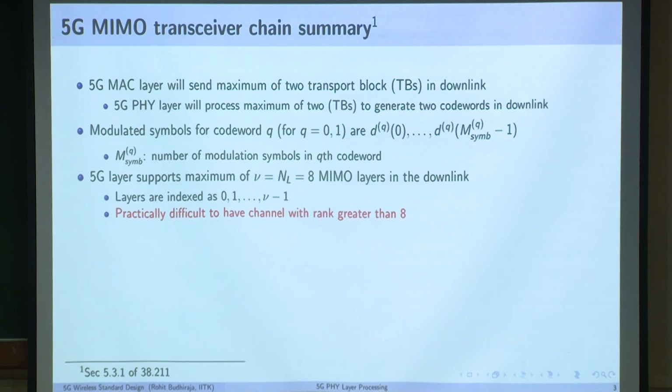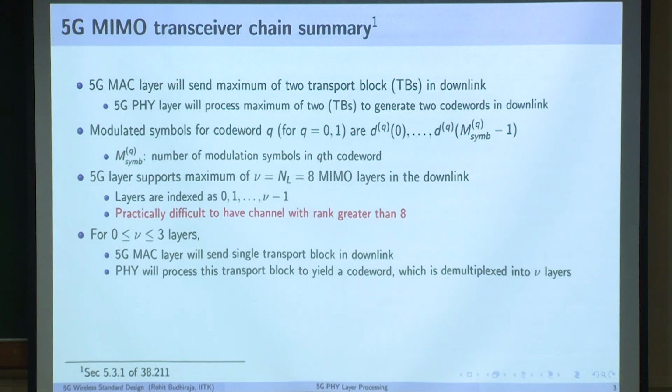What I am saying here is, in a highly ideal scenario you could see ranks up to 8, and that's why this is the architecture which the standard supports. This physical layer architecture is being supported up to 8 layers. For up to 4 layers, 5G MAC will send a single transfer block. That's what we understand. The physical layer will process this transfer block to yield a code word which is demultiplexed into n layers.